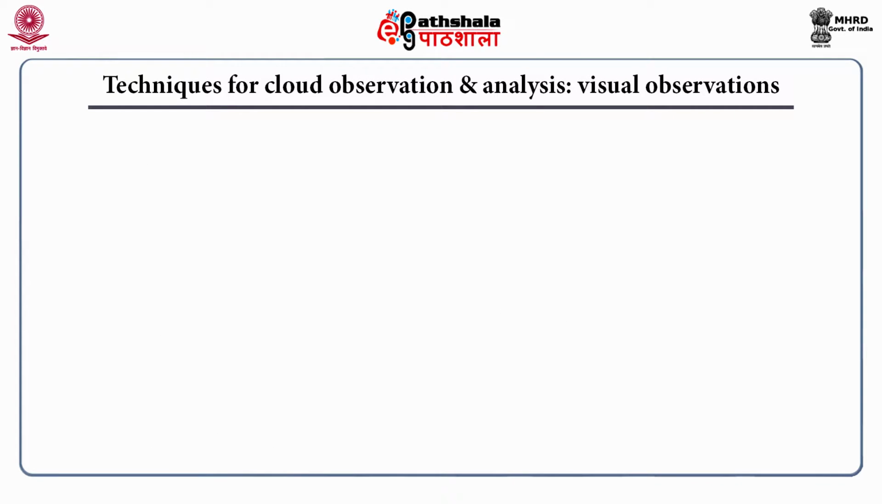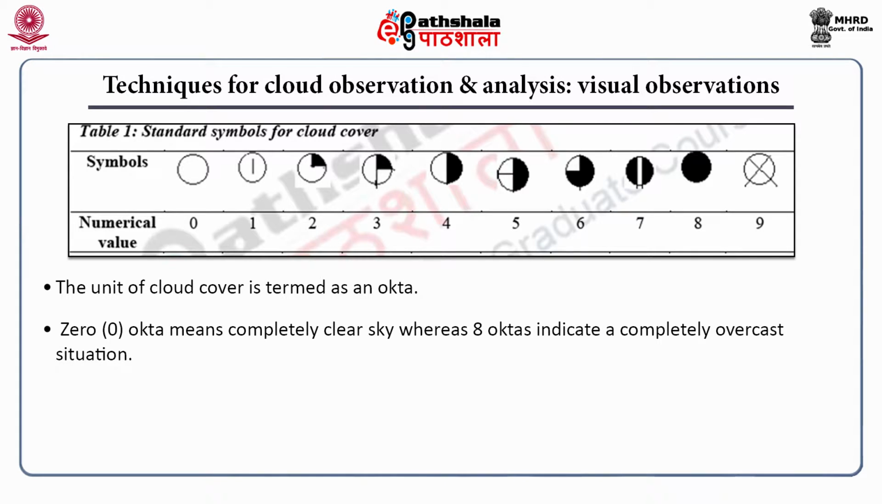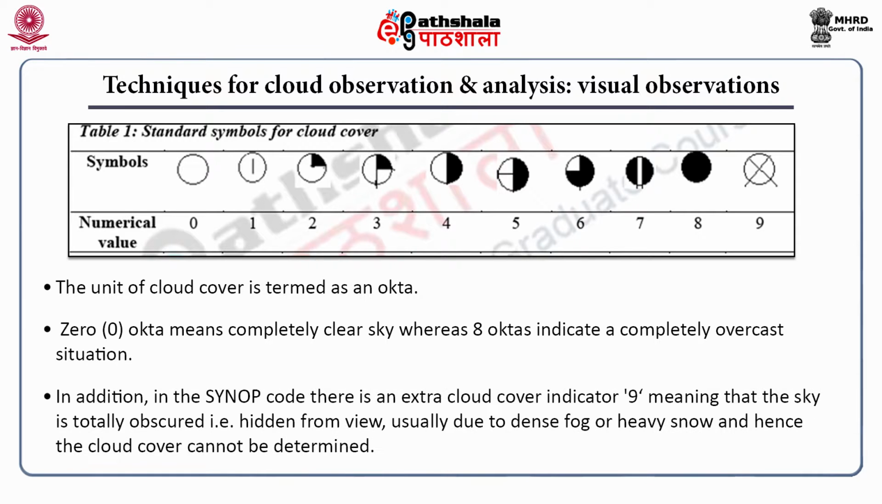Now, techniques for cloud observation and analysis. Visual observations. In fact, there are standard symbols. You can see the table. Here the unit of cloud cover is octa, and 0 octa means complete clear sky, whereas 8 octas indicate a complete overcast situation. In addition, in the sign of code, there is an extra cloud cover indicator 9. It means the sky is totally obscured, that is hidden from view. That is usually due to dense fog or heavy snow, and hence the cloud cover cannot be determined.